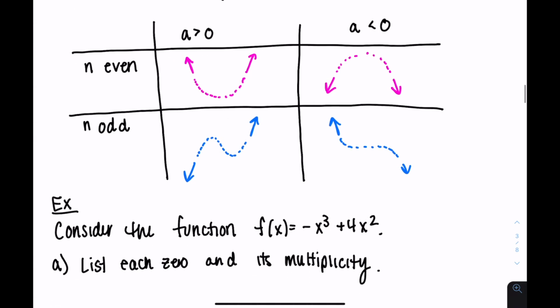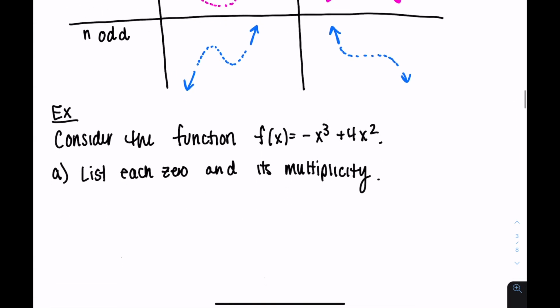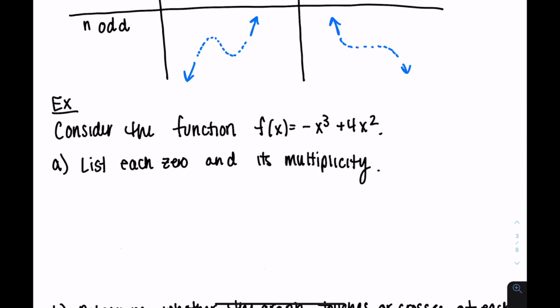So let's go ahead and take a look at an example. Let's consider a specific function. We'll try to get a lot of different properties about it, and then we'll go ahead and ultimately graph it. So we've got the function negative x cubed plus 4x squared. We want to list each zero and its multiplicity. So we've got our function.